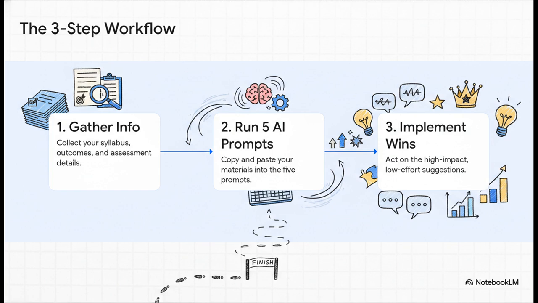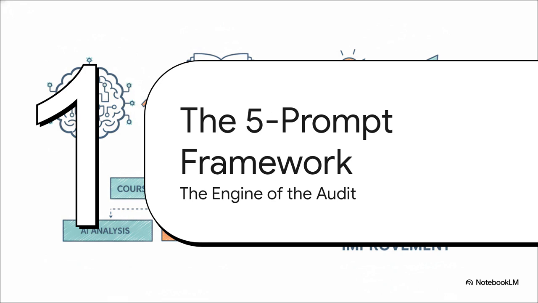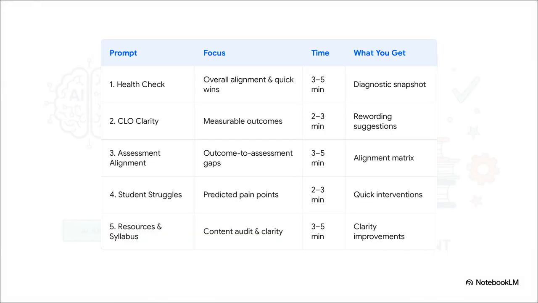It's that straightforward. All right, so let's pop the hood and look at the engine that makes this whole thing run. The real magic is what we call the 5-prompt framework. These aren't just random questions. They're a carefully designed sequence to systematically analyze your course from every important angle. Okay, this framework is the absolute heart of the audit. It starts broad and then gets more and more specific.